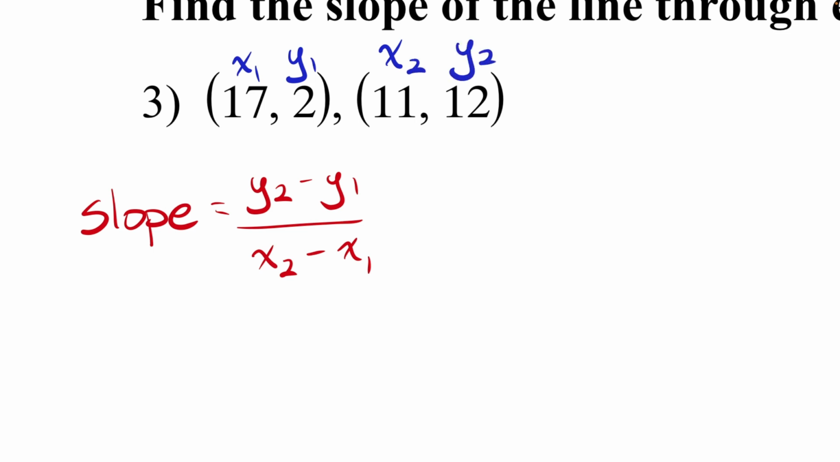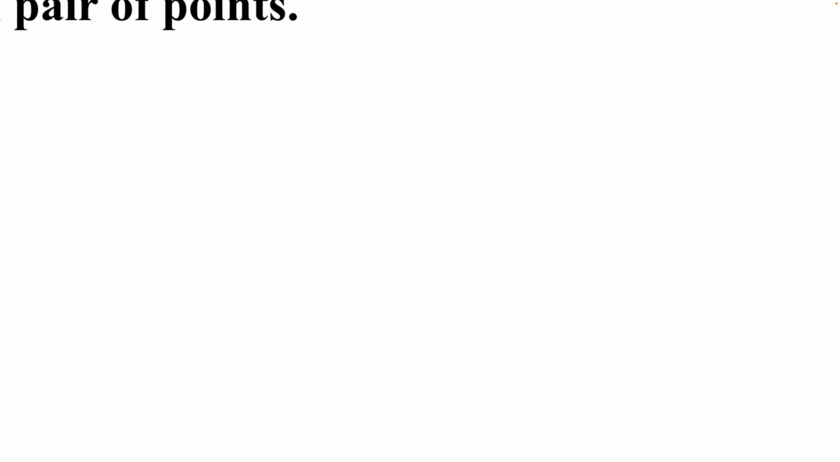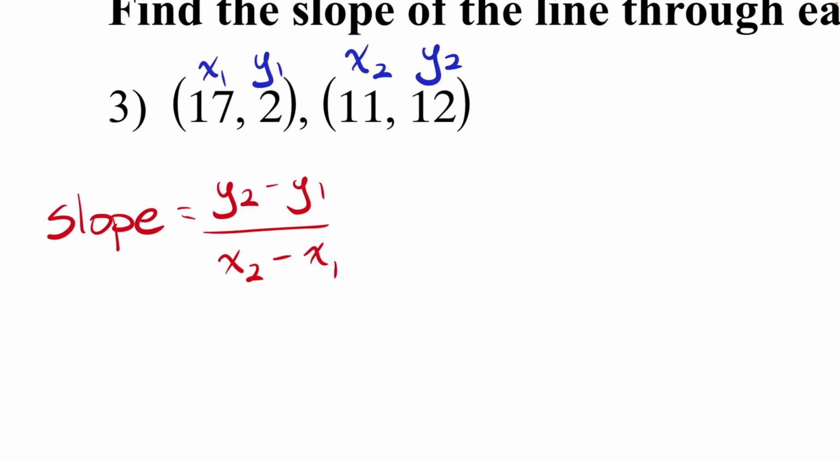Labeling everything really helps me to not make a mistake when I'm plugging in. I still might make a mistake with my adding and subtracting of negative numbers. Luckily, there's no negative numbers for number 3, but you should be careful because I probably will put negative numbers in the actual quiz. But let's see how to do this one.